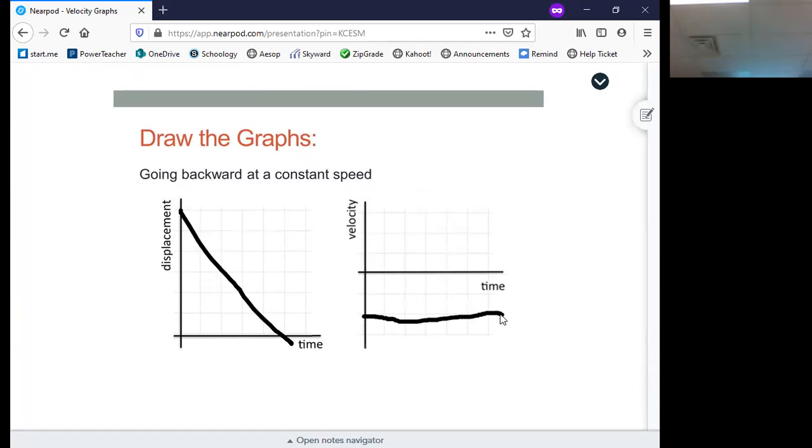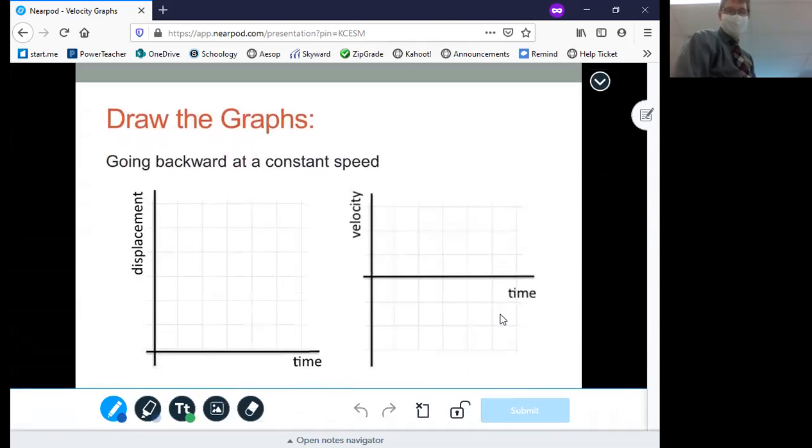Velocity is not accelerating or anything, so it's just staying at, whatever, -2. It's got to stay a negative velocity and not change, right? So it's got to be negative, so it's going backwards. It's got to be below the axis, but it's got to be going at a constant speed, so it's got to be flat. That's the velocity graph. We all got that. Going backwards at a constant speed is just a diagonal for the displacement graph. All right, let's try. We've got two more and then we're done.